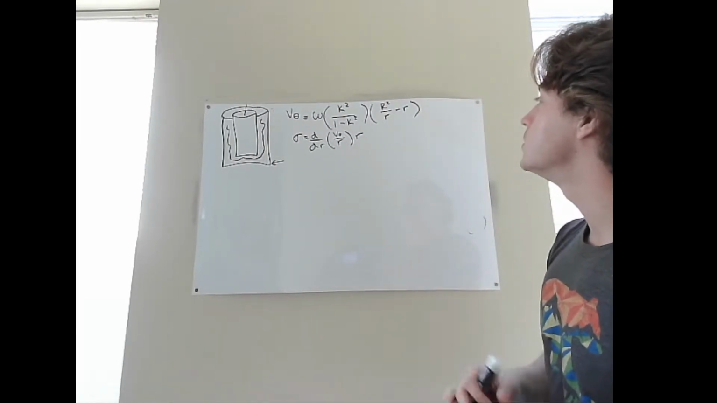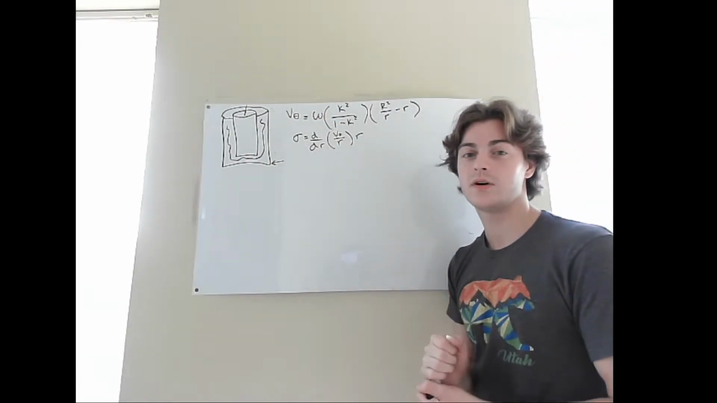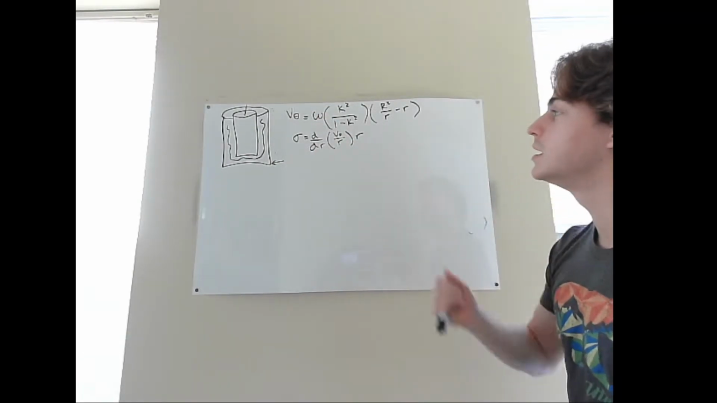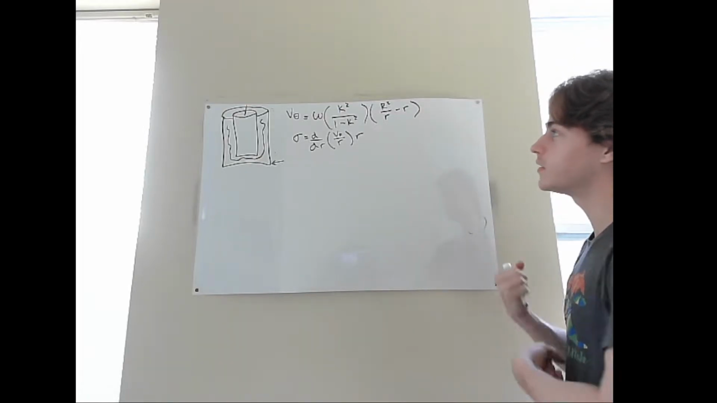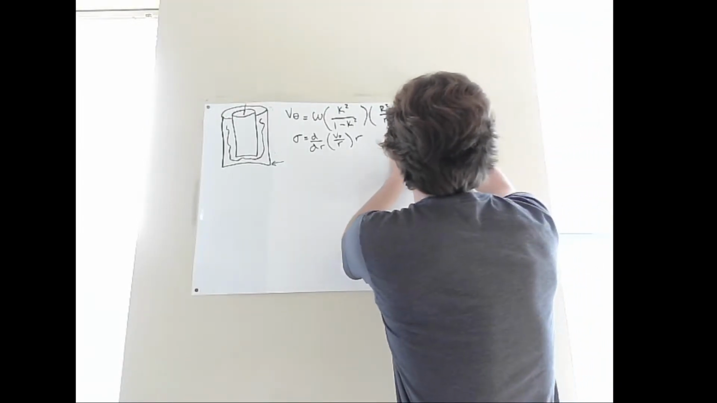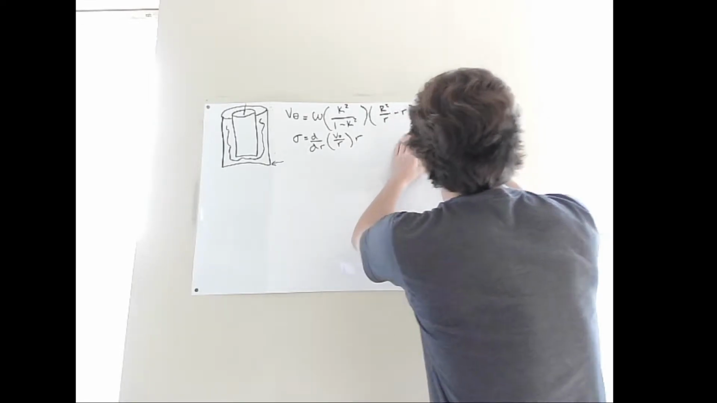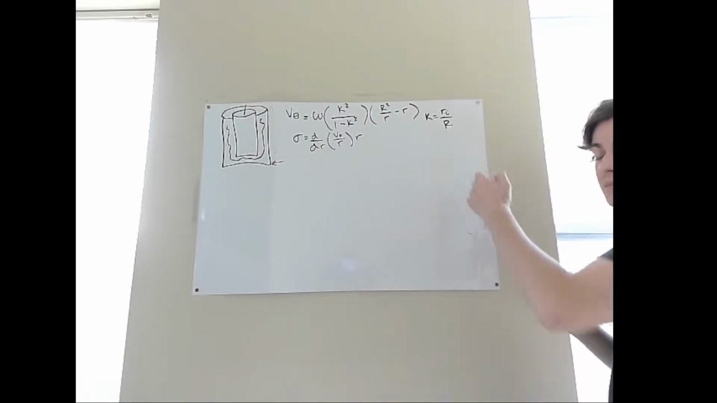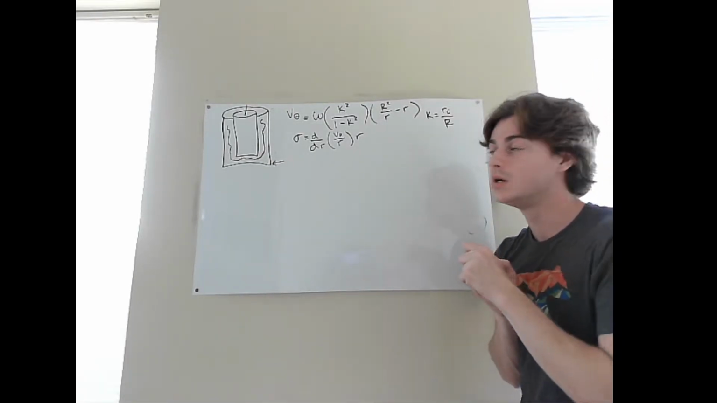I also have two equations on the board. The first one is our velocity profile equation. I'll explain that in a second. And then we also have the equation for shear rate. In the velocity profile equation, there is K, which is just the ratio of the inner radius over the outer radius. That will come into play a little bit later for our equation.